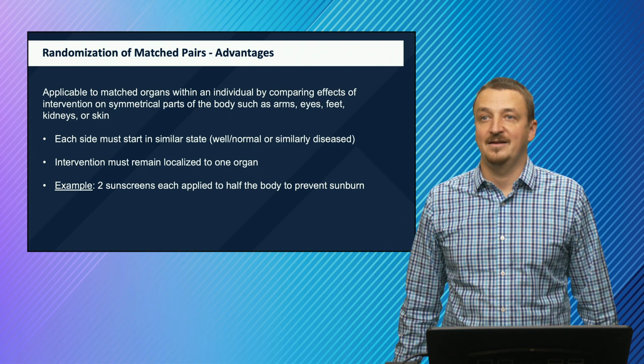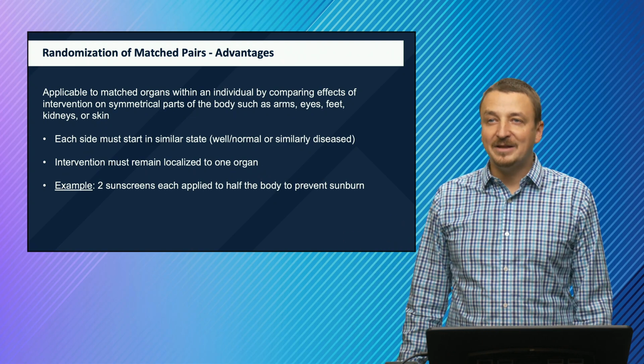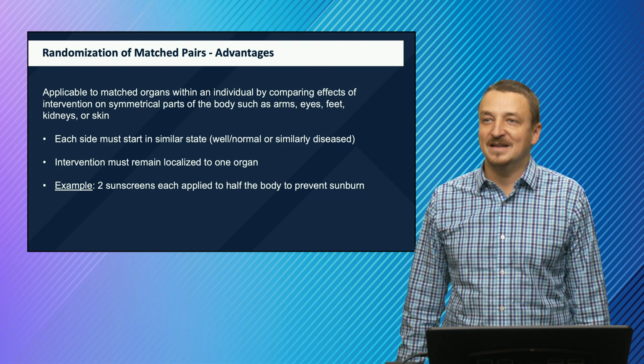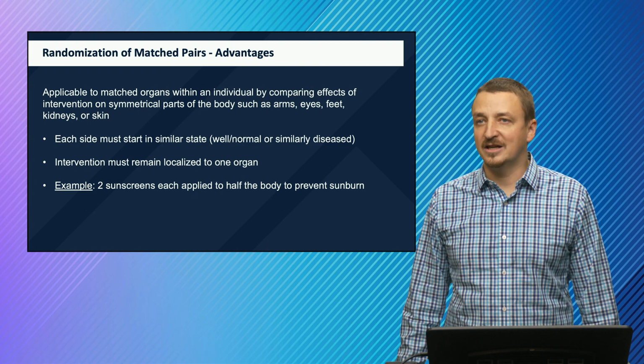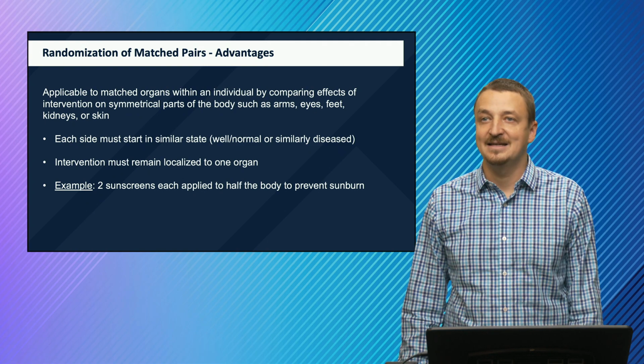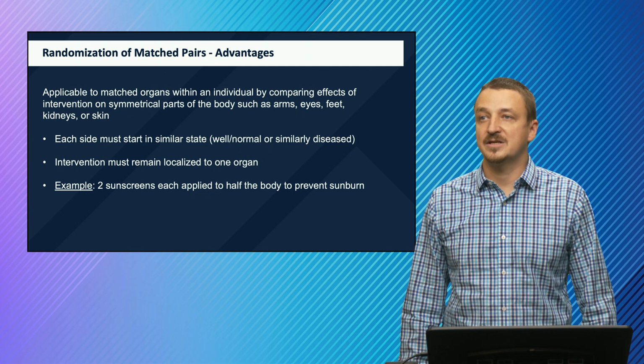One simple example is of course 2 sunscreens that are each applied to half of the body to prevent sunburn. Here we would make sure that both sides of the body are equally tanned, both arms are equally tanned, and then we can apply these sunscreens.